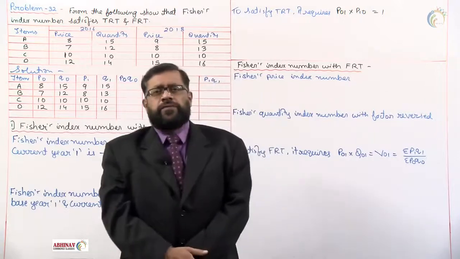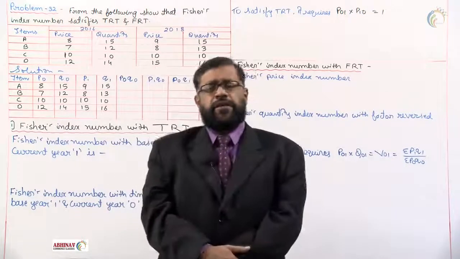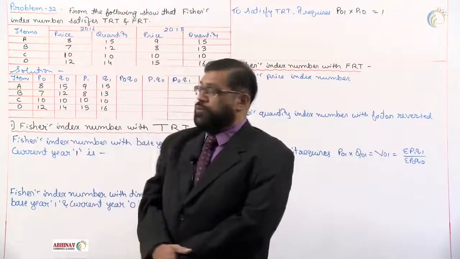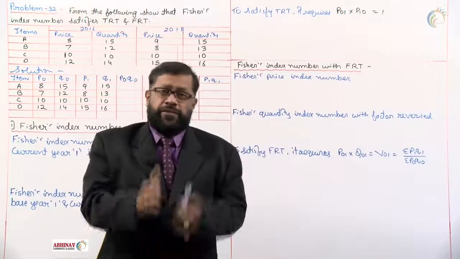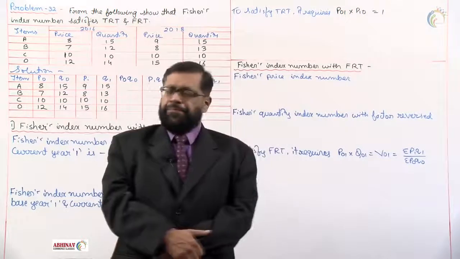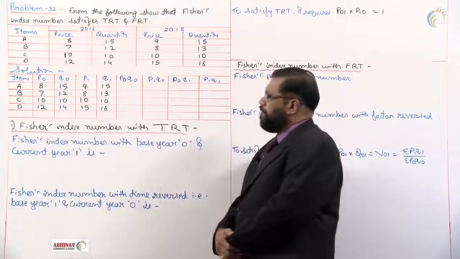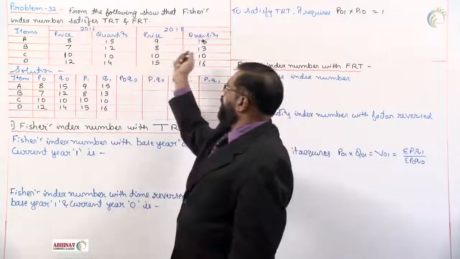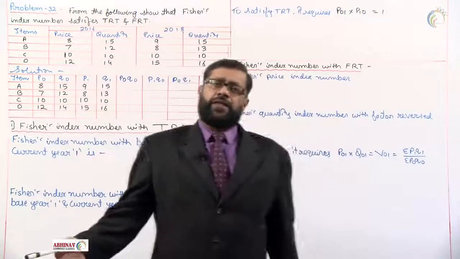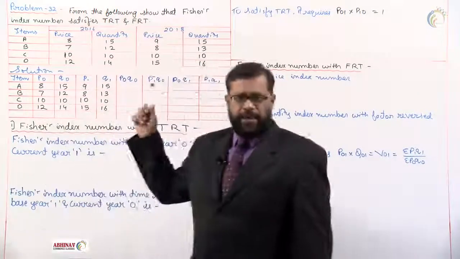In the last session, we learned Fisher's index number with FRT. In this session, we shall take problem number 32, showing whether Fisher's index number satisfies TRT and FRT. The problem is given the items, 2016 and 2018. 2016 is our base year, and 2018, the later year, will be the current year. They have given the price and quantity.